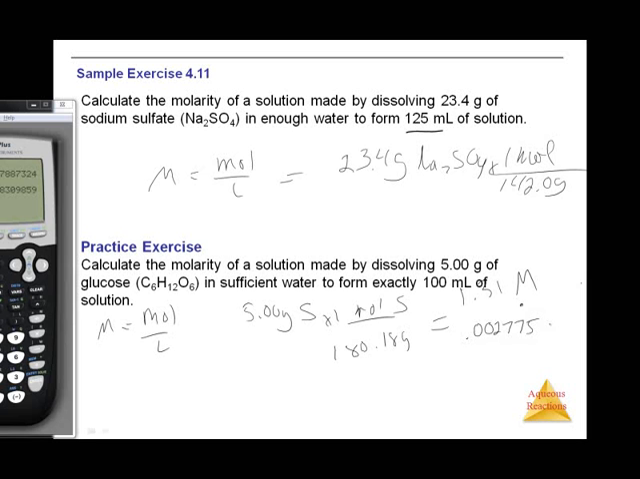This is going to give me 0.002775 moles. I'm going to divide it by 0.1 liter, and that's going to be 0.0278. Now, you could look at this and say this is 1 sig fig, but they said here exactly 100, which means you're going to treat it like a counting number. So this is 3 sig figs, so I'm going to make that 3 sig figs as well. 0.0278 molar.